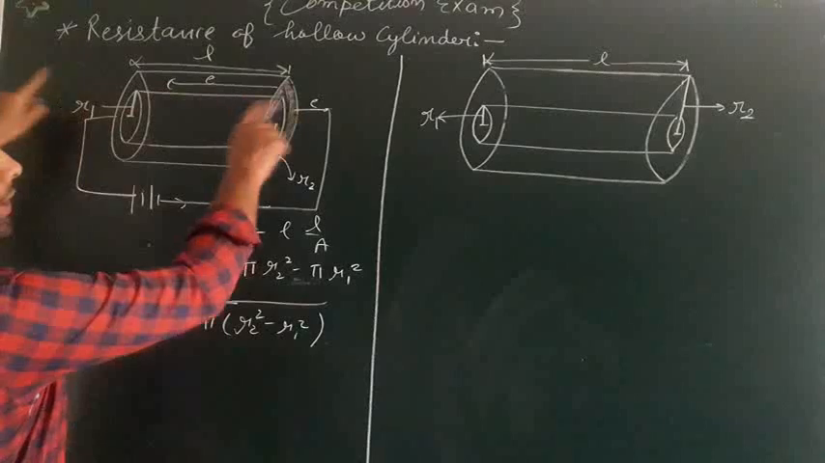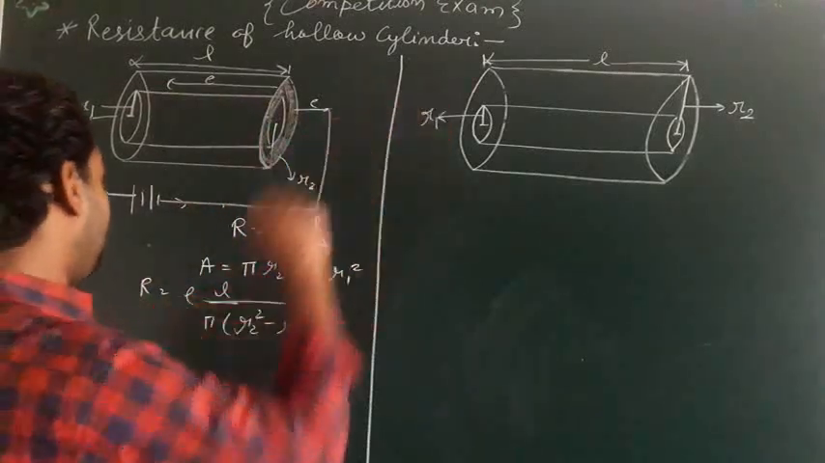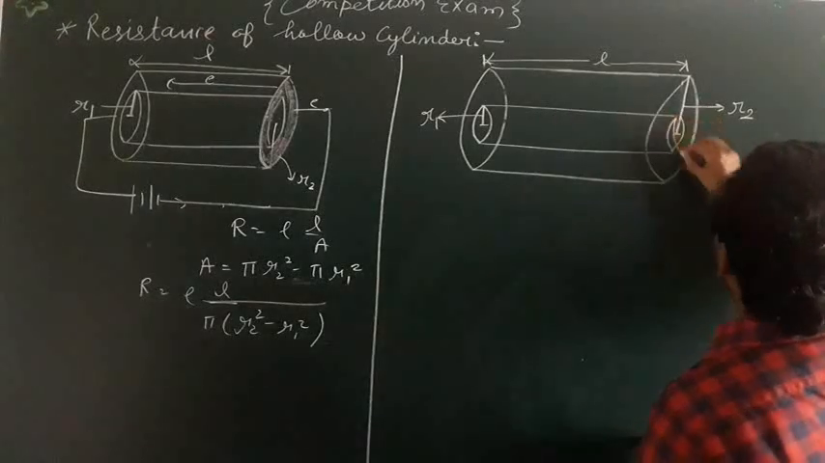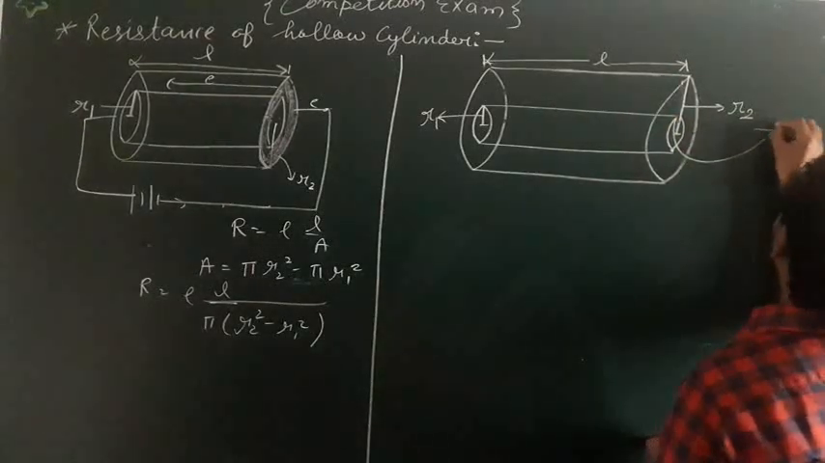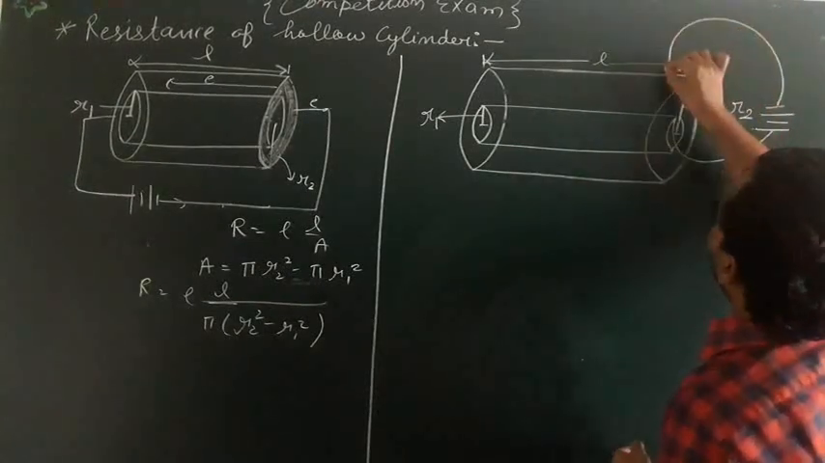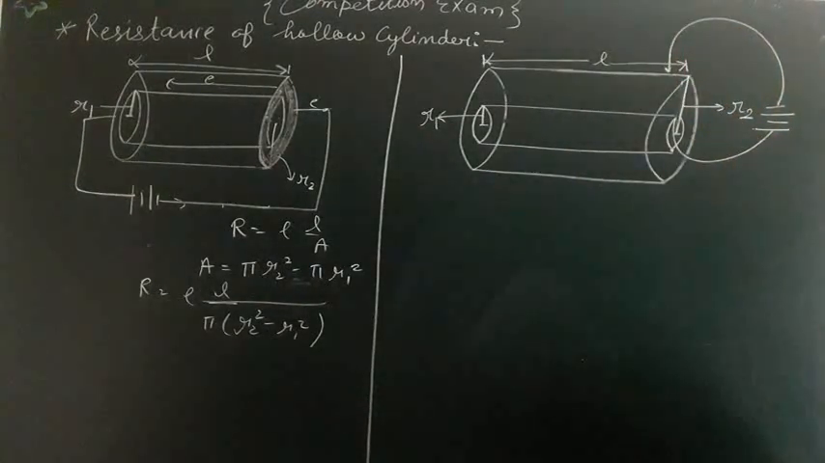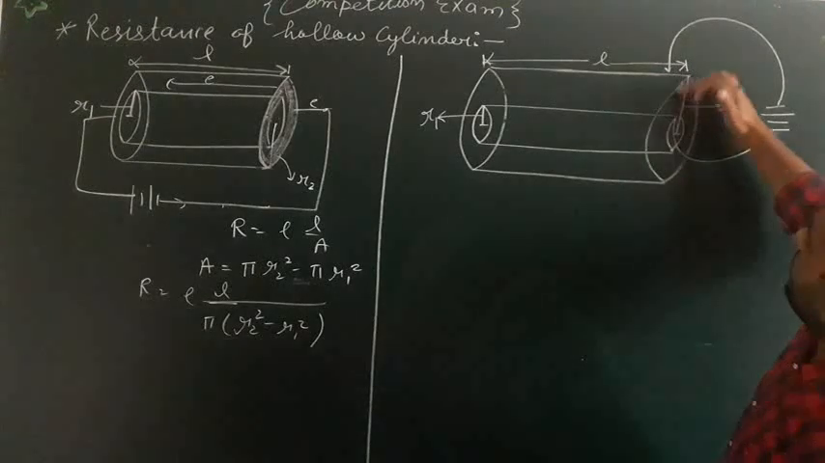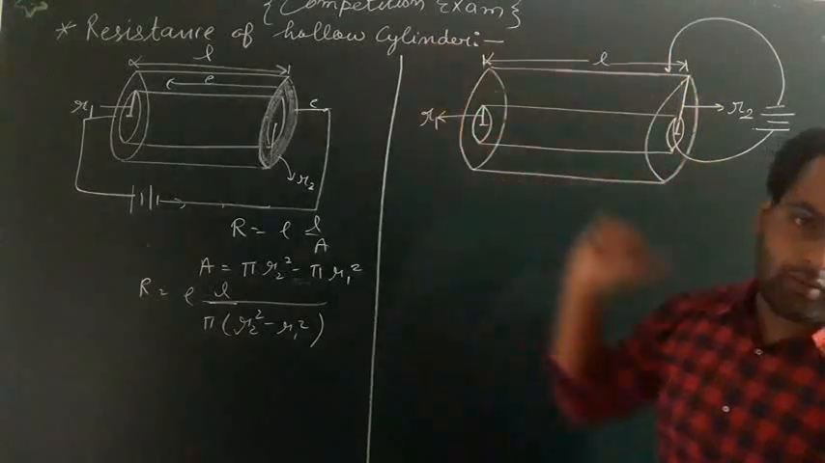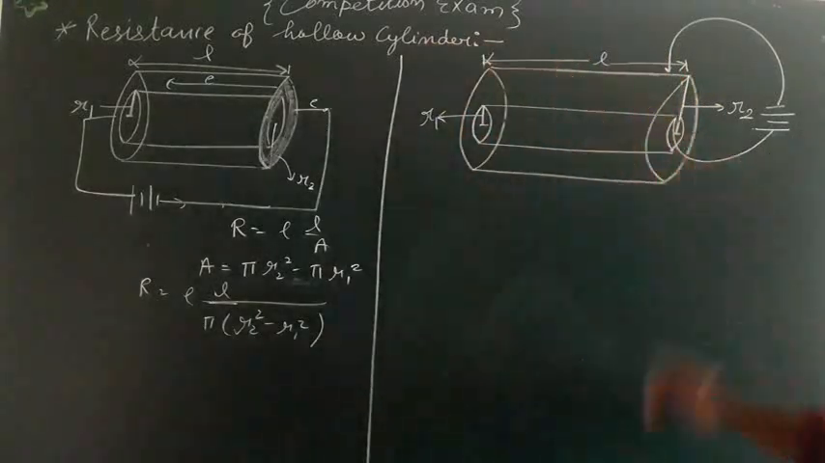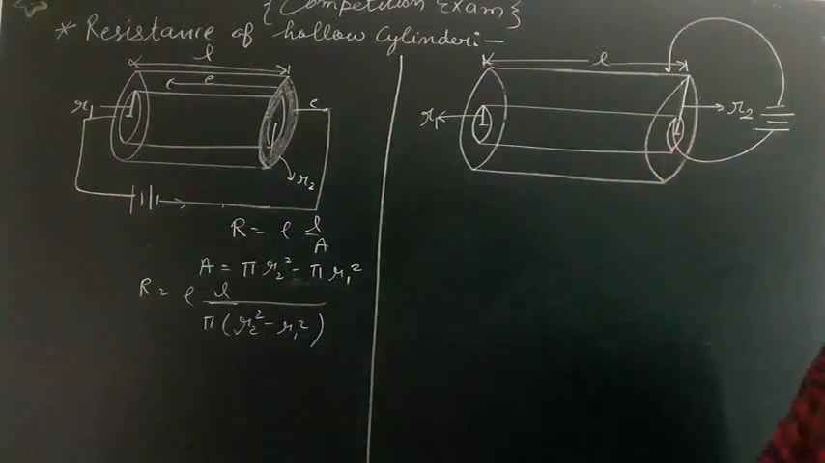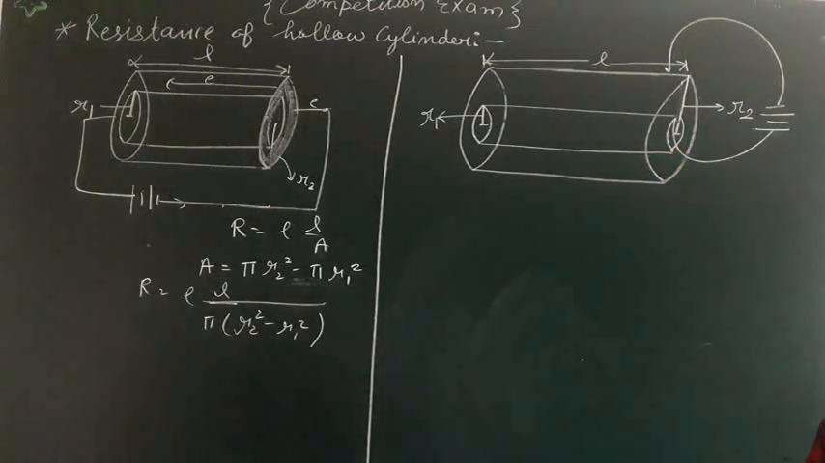This is the method when the battery is connected to these two ends. Now in the next question, the battery is connected like this: the inner part is positive, and the outer part is negative. In that case, the electrons move from radius R1 to radius R2, not through the length L. So how will you calculate the resistance of that cylinder? What do we have to do?